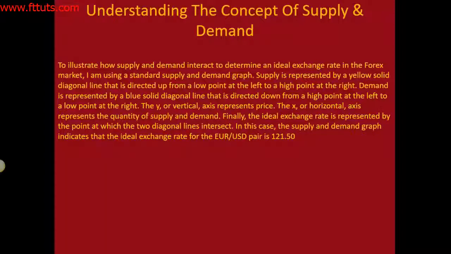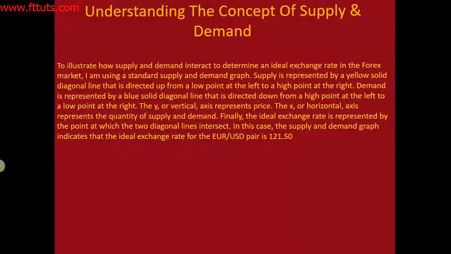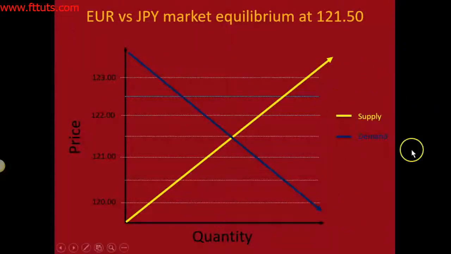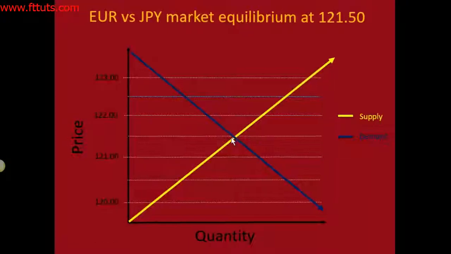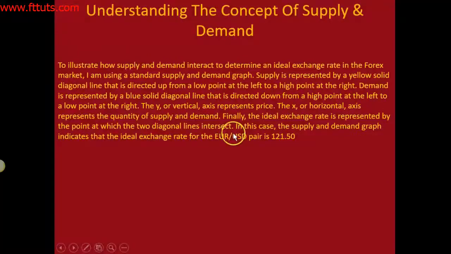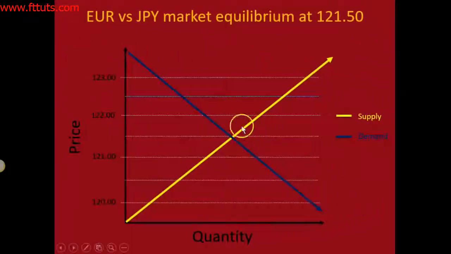So in this case, you'll see on the next slide that the supply and demand graph indicates that the ideal exchange rate for the euro-US dollar pair is 121.50, because that is where both lines intersect each other, and that is where you have the same amount of equilibrium. Pretty much that's where you have market equilibrium, 121.50. So as we said, the ideal exchange rate is represented by the point at which the two diagonal lines intersect, and that is the ideal exchange rate at this point.